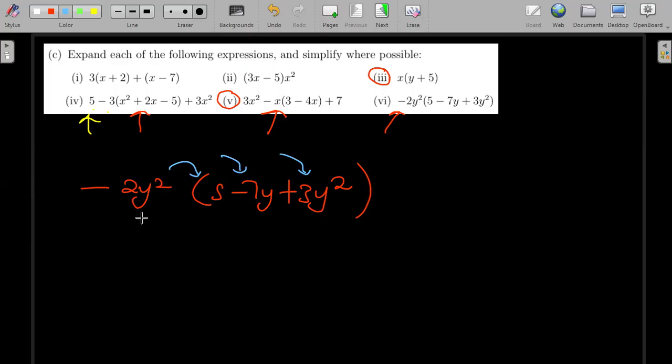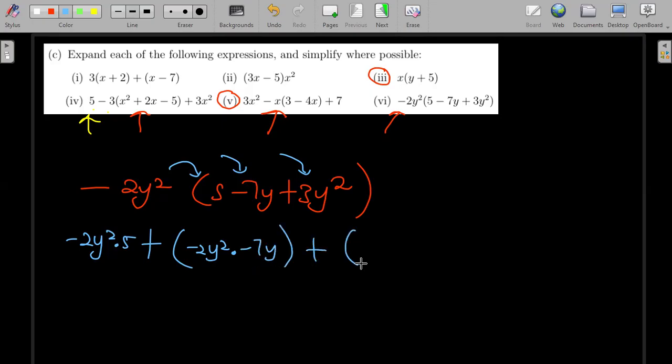So minus 2y squared multiplied by 5. And then I can say plus, and then in brackets, I'll say minus this multiplied by minus that. Then I can also say plus brackets, this is also multiplying with this. So this is what I have.